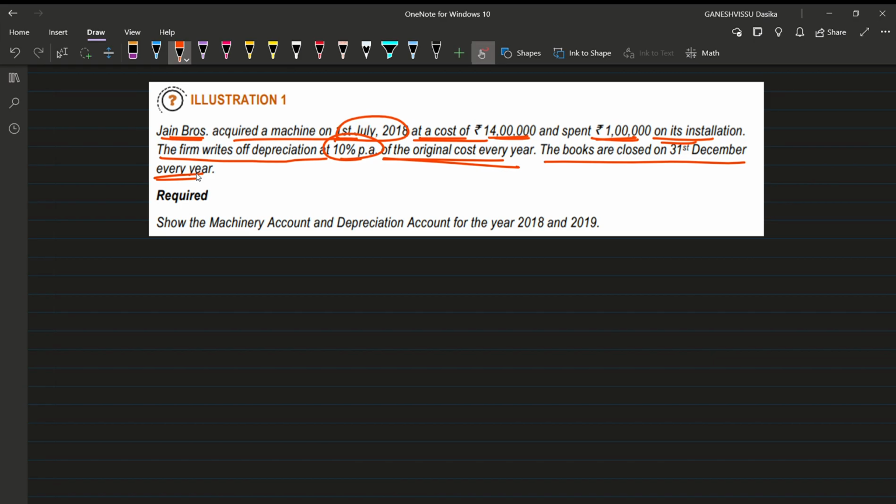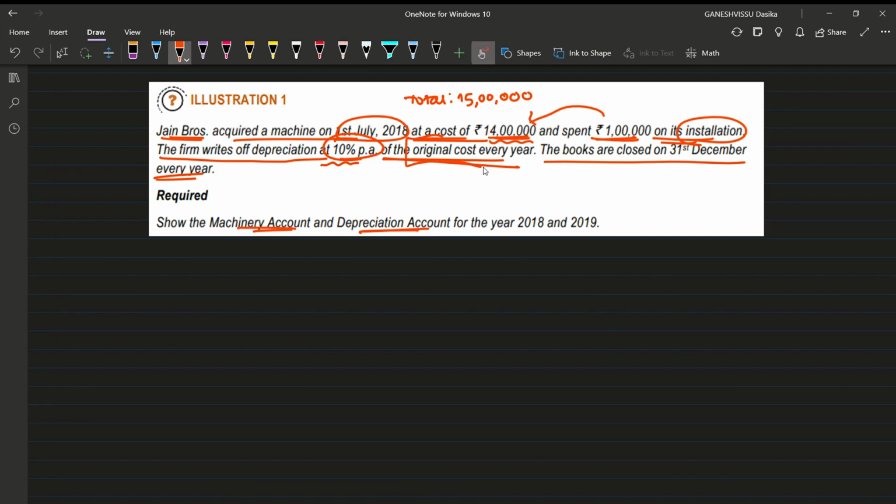Simply, what is the total cost of the asset? The total cost of the asset is the cost which has been incurred plus expenses which have been incurred to bring such asset into current location and condition. Its condition is nothing but installation expenditure. So total is 15 lakh rupees. So this would be the cost of the asset. What we are required to prepare is the machinery account, and the depreciation account also we need to prepare, at 10% per annum depreciation on original cost.